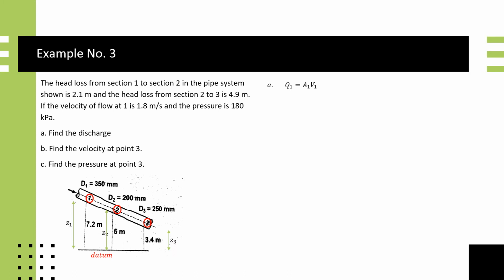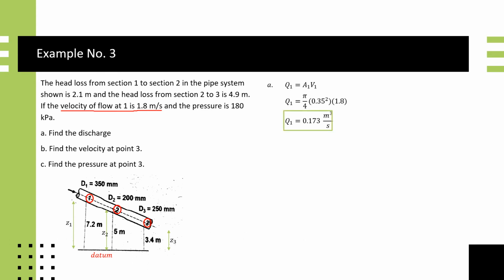Gusto ko i-consider yung ating mga given sa diameter 1, kasi meron namang binigay na velocity sa flow 1. So, i-consider nating diameter dyan is yung sa 1, which is 350 millimeters. Para makuha natin ang Q1. So, Q1 will be equal to pi over 4 times 0.35 squared times 1.8. 1.8 is the velocity. Given siya. Okay? So, Q1 will be equal to 0.173. Find the discharge.